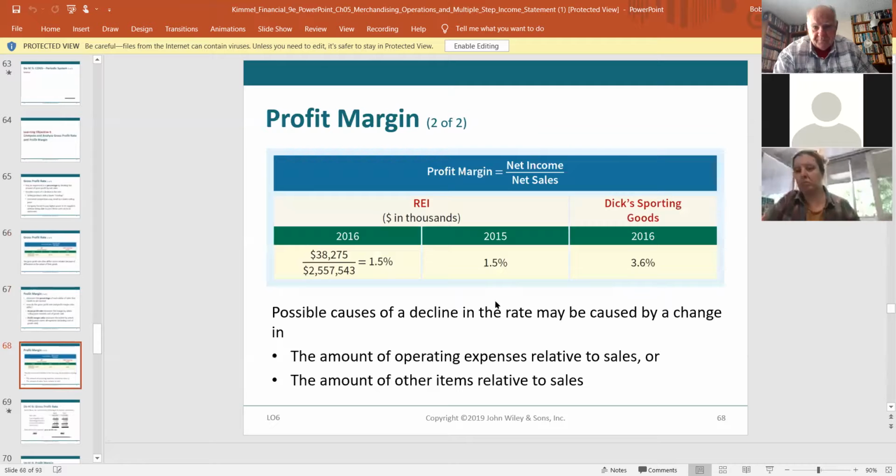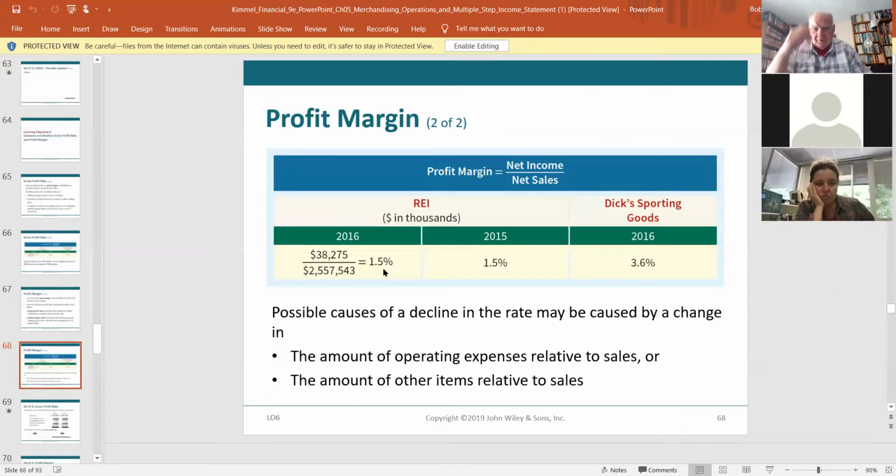The profit margin. Here's the one that people really look at. You take the net income and you divide it by the net sales, and you get the net income percentage. Here, the profit was 38,275 divided by the sales gives you 1.5%. That means that for every dollar of sales, this company retains 1.5 cents. A better way to say it is for every $100 of sales, they retain $1.50, okay? Or $15 rather.